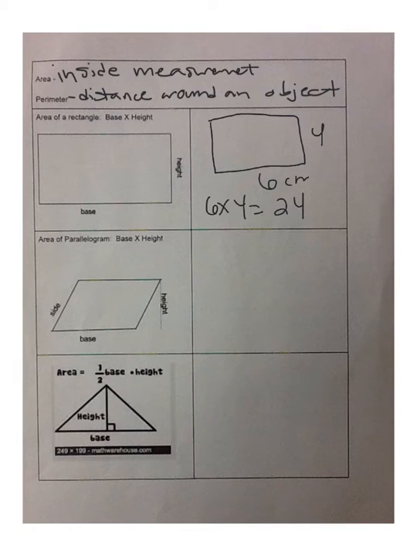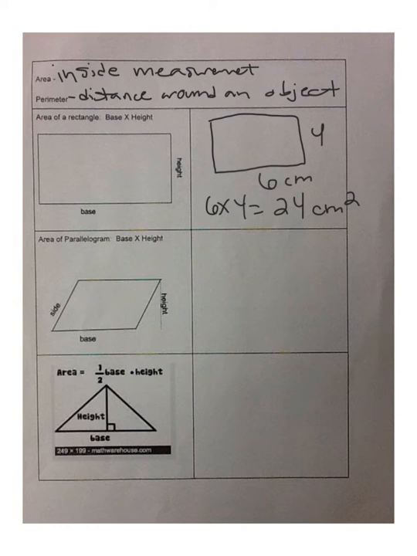And if these were centimeters, we'd call this centimeters squared. When we're finding area, we always include squared because it's looking at the inside as if it were a bunch of tiny little squares. Next, let's look at how we find the area of a parallelogram. Area of a parallelogram is the same. It is base times height.